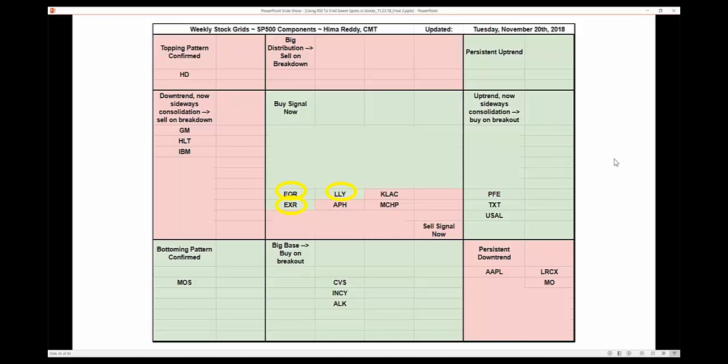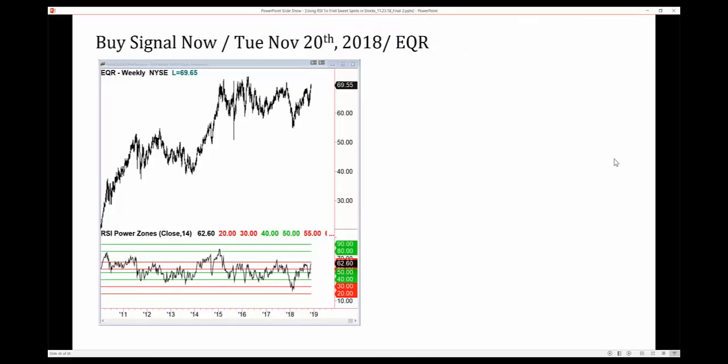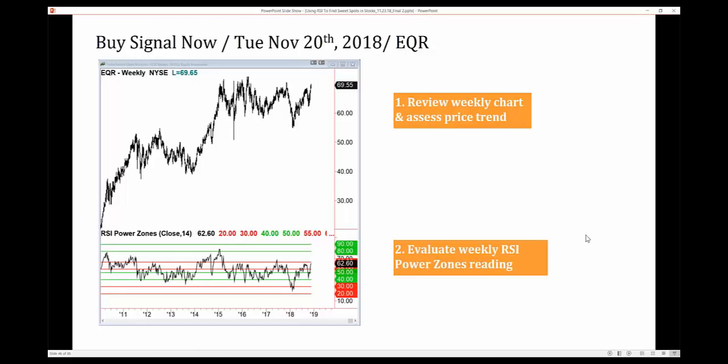So here are the 3 tickers, guys. Let's take a look. This is how I came up with this, all right? Same 5 steps. I'm going to lay them out fully. This is the weekly chart. So what was the first step? You go to the weekly chart and you assess the price trend. Then you go to the weekly chart and you look at the RSI power zones. Okay, so that's all we're going to do on this right here.